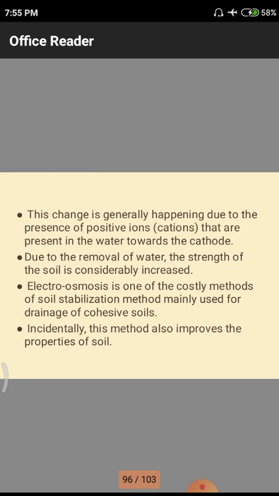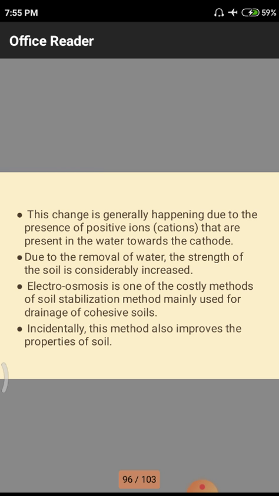Whenever we are removing this water from the soil, there may be some decrement of voids and increment of plastic properties and shrinkage properties. That means shrinkage will be obtained whenever there is less water content in the soil. So definitely we are getting some quantity of strength in the soil after removal of this water.